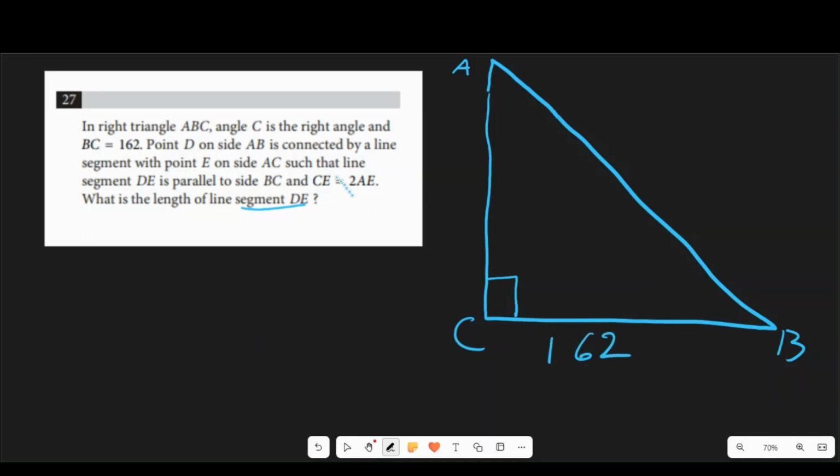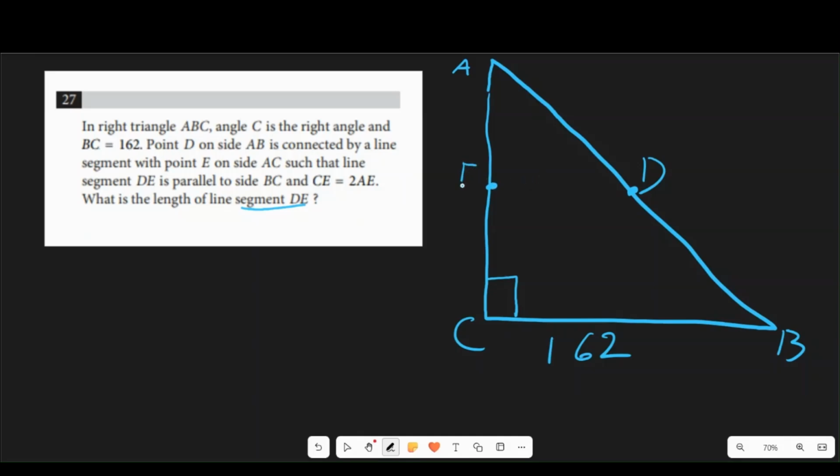162, and we know AB is connected by a line segment with point E. Oh, we got point D, right? So point D is on side AB. So let's just say point D is here, and it is connected by a line segment with point E on side AC. So AC is here, and we know that there is some point E such that line segment DE is parallel to BC. So we know our point E is going to be right here.